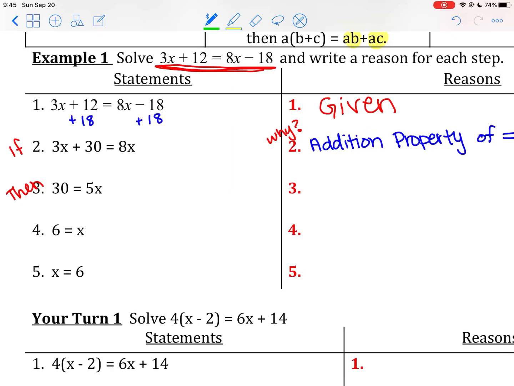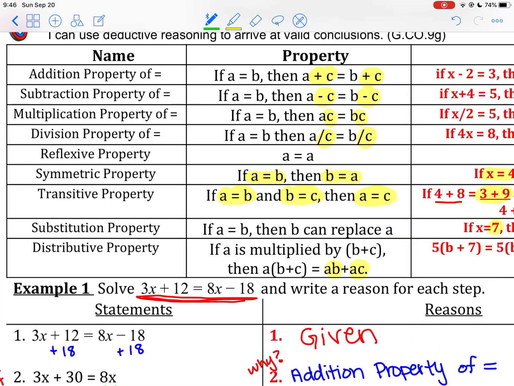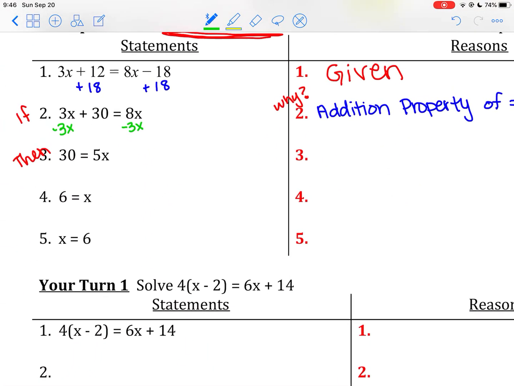Looking at step 2 and then at step 3, 3x was subtracted. And it was subtracted from both sides. So anytime you are subtracting the same thing from both sides, that is the subtraction property of equality. So the reason I was able to get from step 2 to step 3 was because of the subtraction property of equality. So our reasons over here are explaining that step that we took. Subtracting the same thing from both sides is the subtraction property of equality.